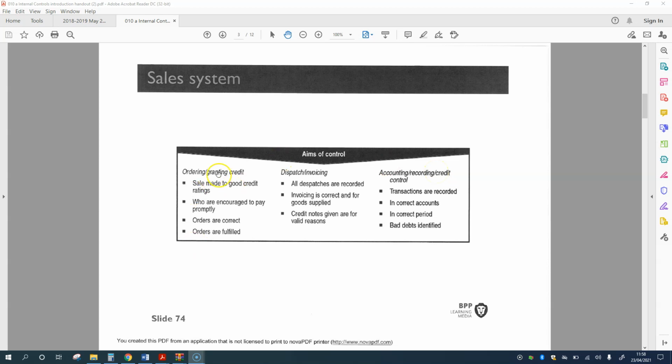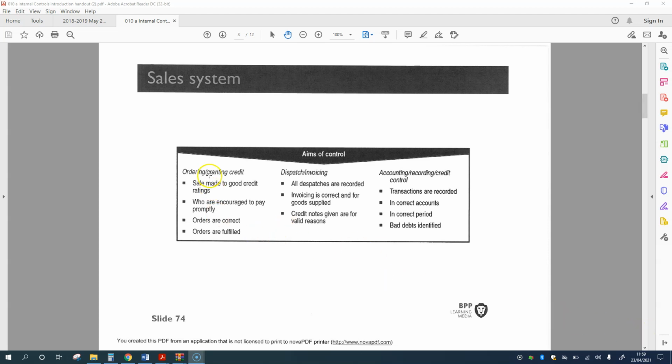And it's a form of segregation of duties here. When we talk about segregation of duties, we talk about dividing up tasks and processes into different areas. This is an example of segregation of duties, that you have different departments looking after different responsibilities, and one department or one area checks the work of another. So it's a way of identifying errors or fraud.